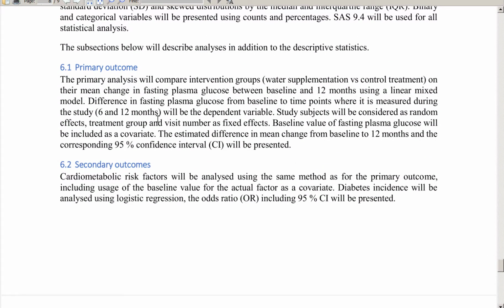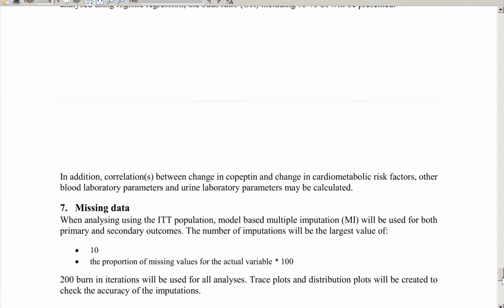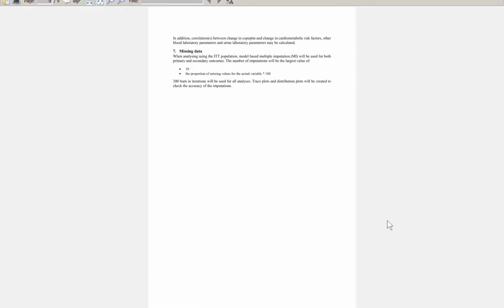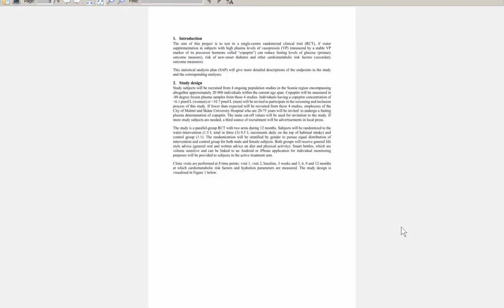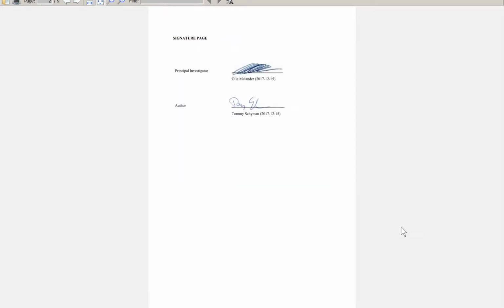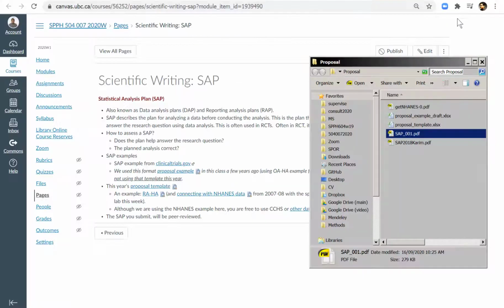Even in terms of the outcomes, you can see they are specifically talking about how they will try to find the outcomes and what are the things they will include, and they will find the estimated difference in mean change from baseline to 12 months and the corresponding confidence intervals. So this is what a statistical analysis plan looks like for a clinical trial.